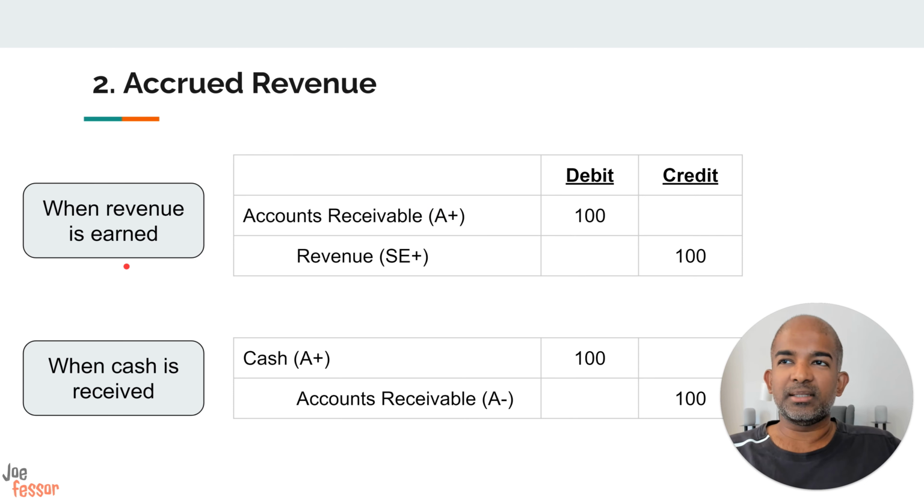First, when revenue is earned, you would credit your revenue account by $100. Because cash for that revenue earned hasn't been collected yet, it would be recorded as accounts receivable for $100. So you would debit your accounts receivable account, which is an asset because you would be able to collect this cash later on. Finally, when cash is received, you would debit your cash account, and you should also reverse your accounts receivable because you don't have any more receivables. So you would credit your accounts receivable account by $100. These are the standard journal entries you would make in case of accrued revenue.